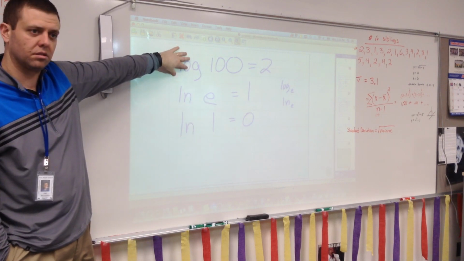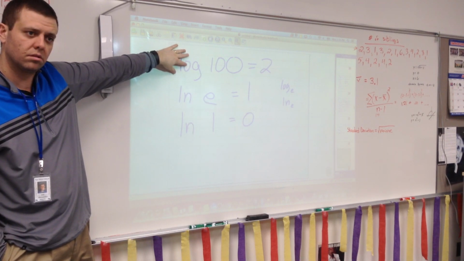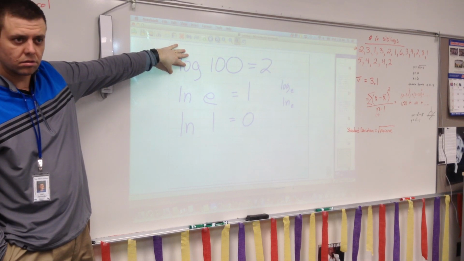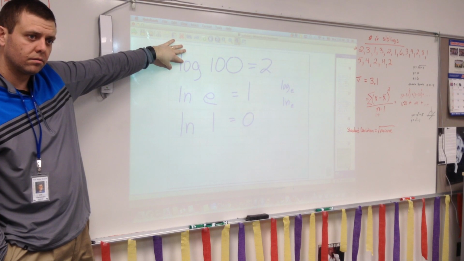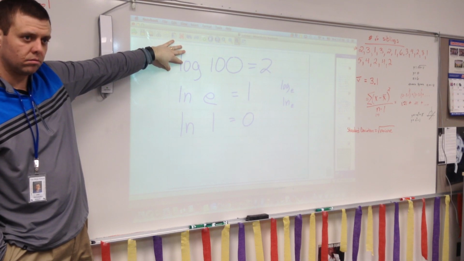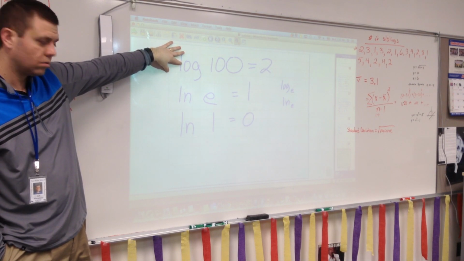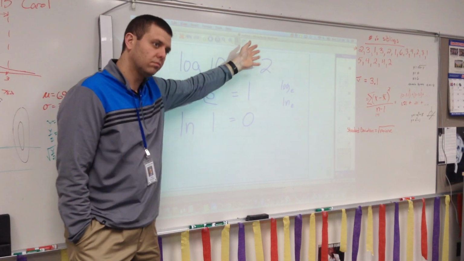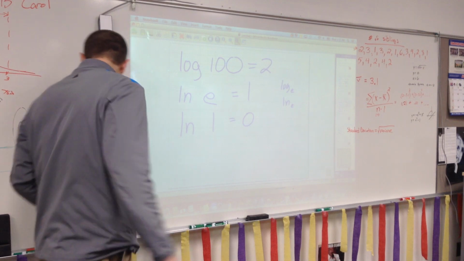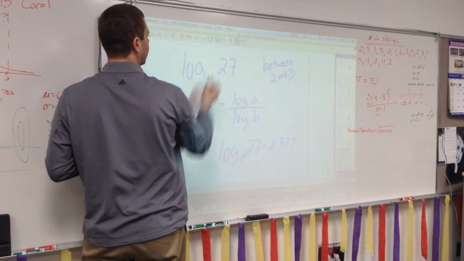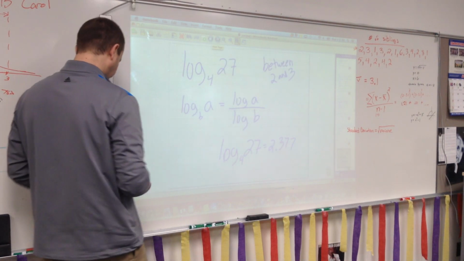Can somebody explain this one? Somebody else. Why is this true? Go for it, Ryan. Because the base is 10, so 10 times 10 is 100, and 10 to the second power would equal your 100. Yeah, good. Okay? So that was evaluating logarithms.